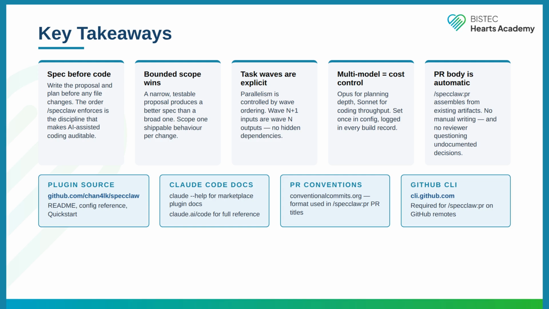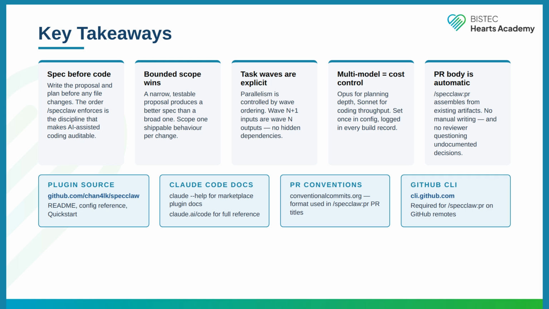5 ideas to carry out of this session. Spec before code. Write the proposal and plan before any file changes. The order SpecClaw enforces, propose then plan then build, is the discipline that makes AI-assisted coding auditable and reviewable. Bounded scope wins. A narrow, testable proposal produces a better spec than a broad one. Scope 1 shippable behavior per change and your task waves will be clean.